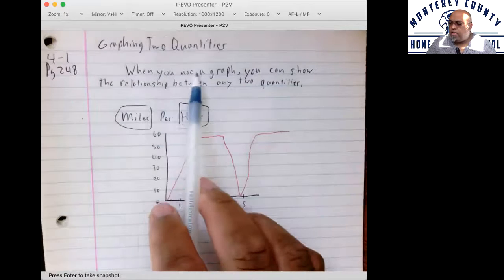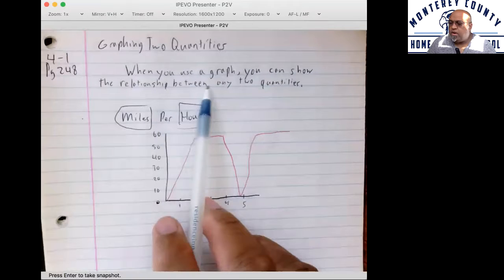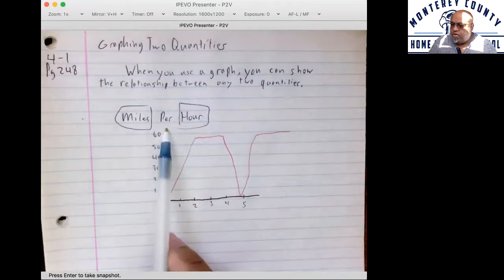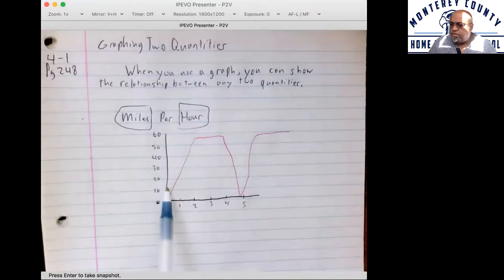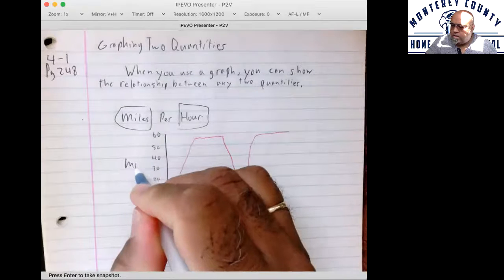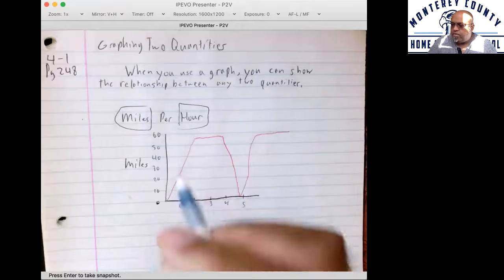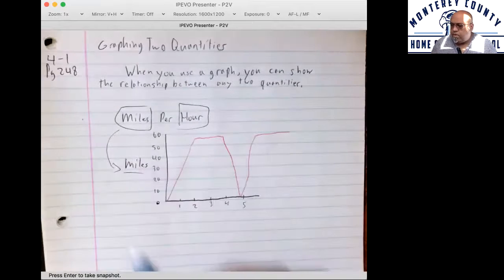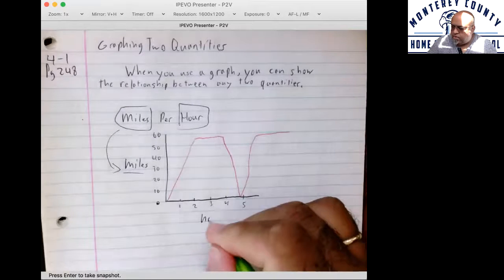when you use a graph, you can show the relationship between any two quantities. Okay? Now, when I say a graph, I'm just going to be super simple for this lesson, and we'll go into more detail in the next two lessons. But anyways, one of your values is going to represent one of your items. In this case, the value here that is going up and down is going to represent miles. Okay. The other value is going to represent hours.